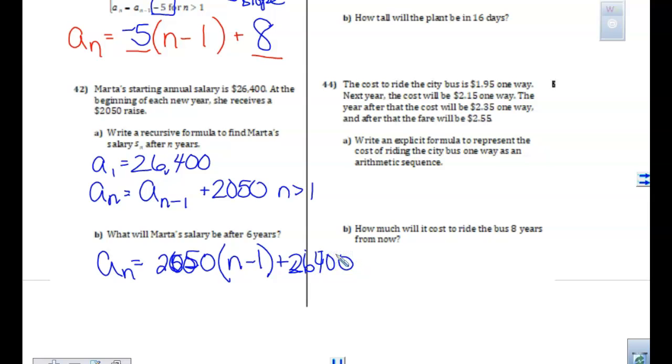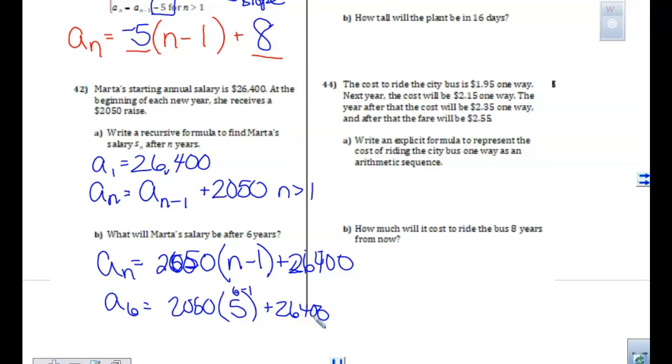Would you have had to write this out at all? No. Some of you could have said, you know what, I know that if I'm finding a sub 6, I'm taking 2,050, and this would be 6 minus 1, which is 5, which you said, and adding 26,400.